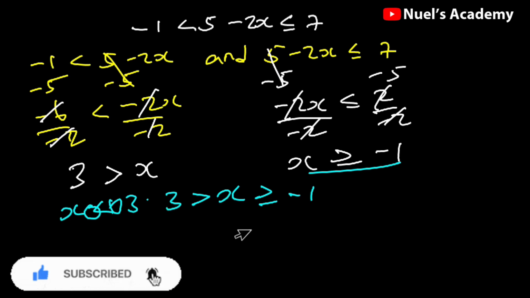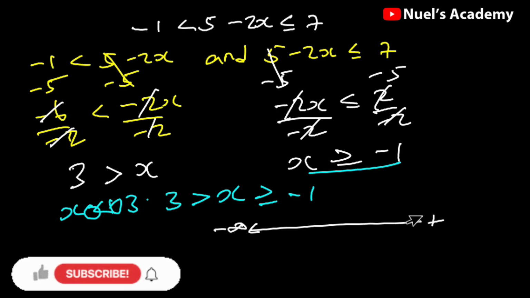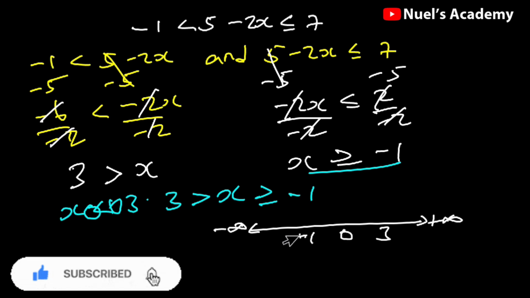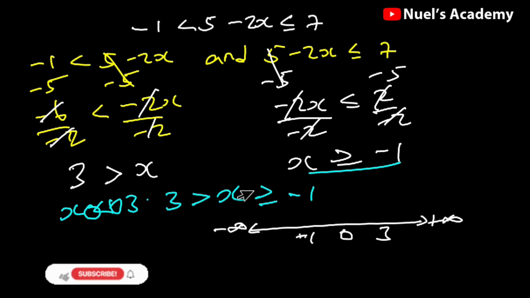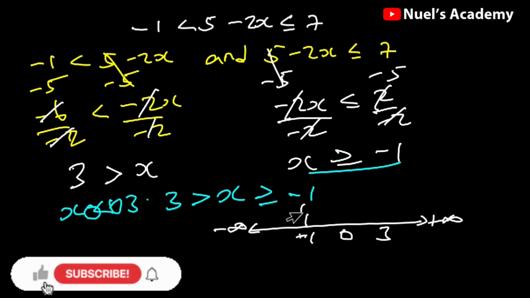So to represent it on the number line, we have negative infinity, and then we have positive infinity. So our 3 and negative 1, we have 0. This is our 3, and then this is negative 1. So we have weak inequality and then strict inequality, and the weak inequality is associated with negative 1. So let's represent it with a closed circle, and then x is greater than or equal to negative 1. So the arrow is going to point to the right hand side, and then the strict inequality is associated with 3. So let's represent it with an open circle, and then x is less than 3.